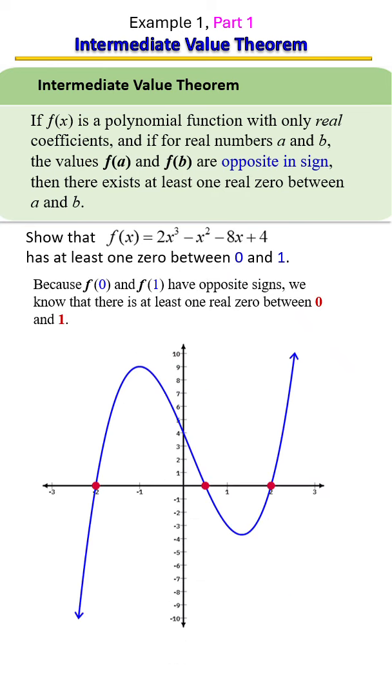Here's what the graph looks like. And we have 3 zeros there. Notice the zeros, aka x-intercepts. And there is at least one zero that is between 0 and 1.